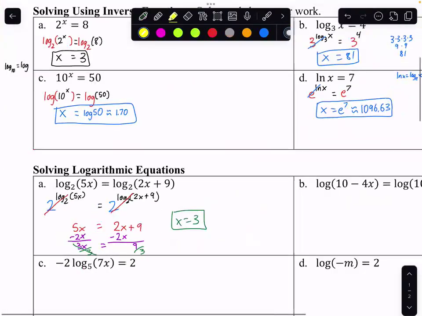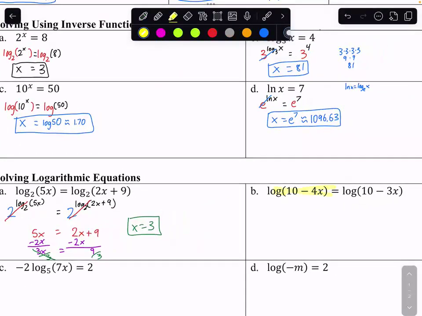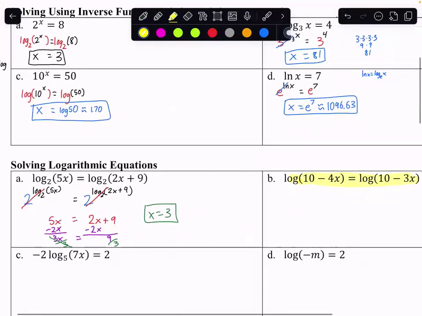Okay, so let's give you a chance to try this out. Please take a minute and see if you can solve problem B to the right.